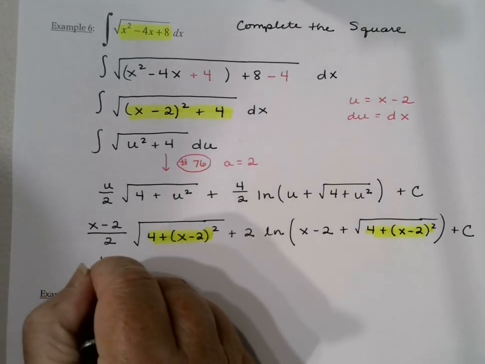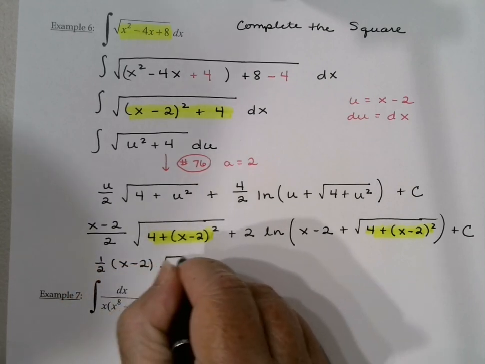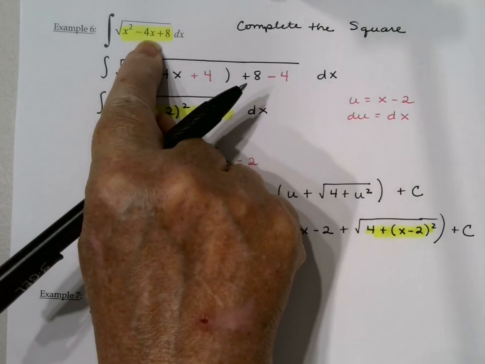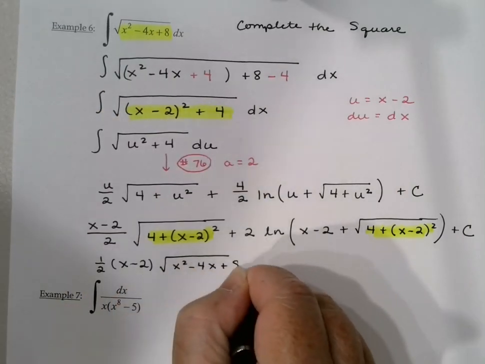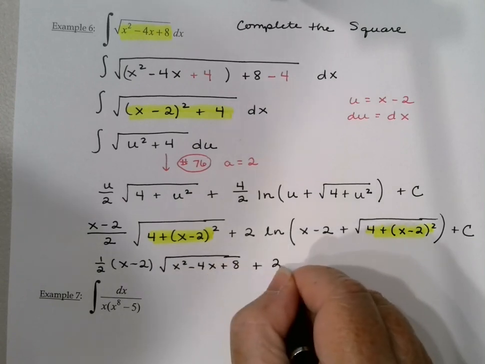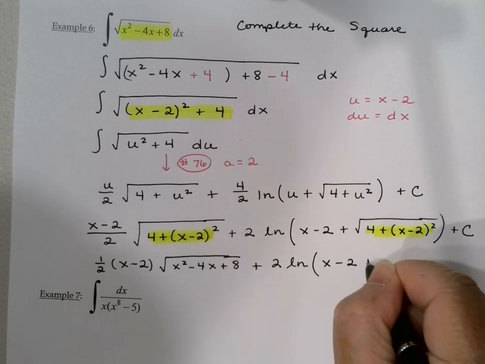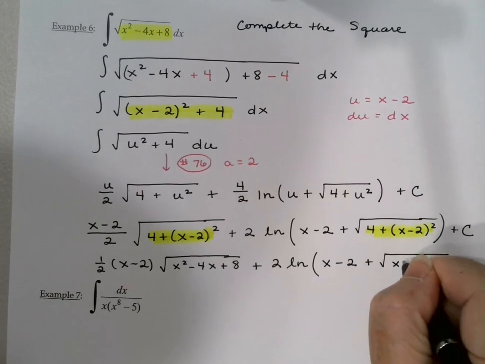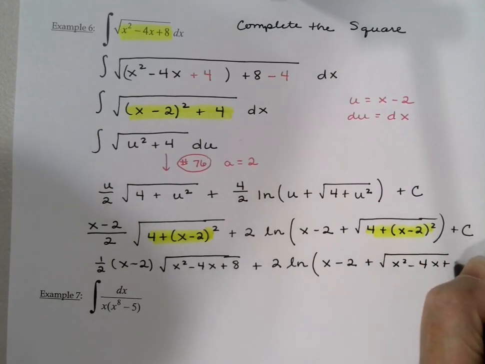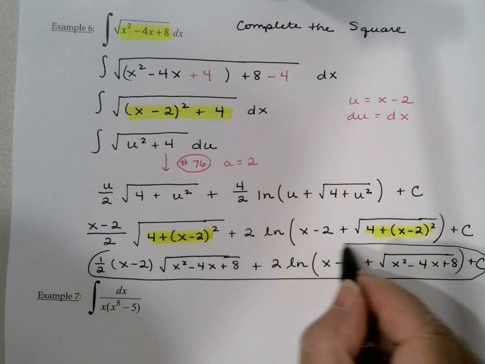So my final simplified form, I would probably write something like this. Let's make this a 1/2 (x minus 2), and then just multiplying out what's back under that radical. It was really x squared minus 4x plus 8. Plus 2 ln x minus 2, and again under that radical, if I multiply it all out, I get back to this, x squared minus 4x plus 8, plus c. And that's probably how I would write my final answer.